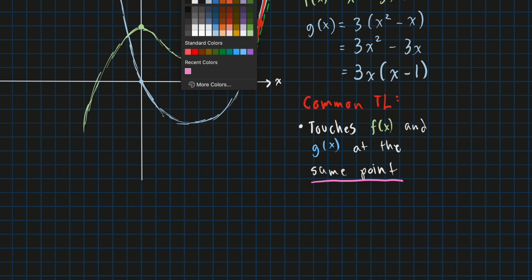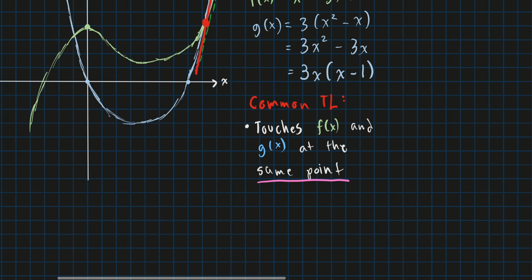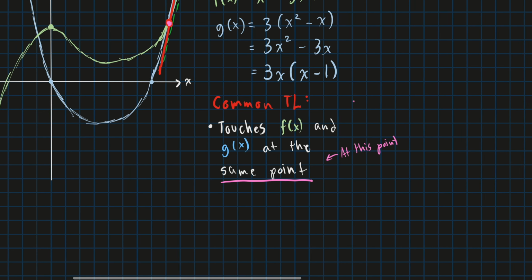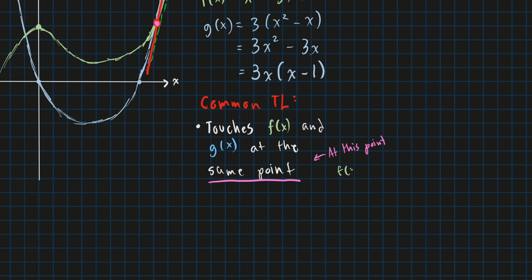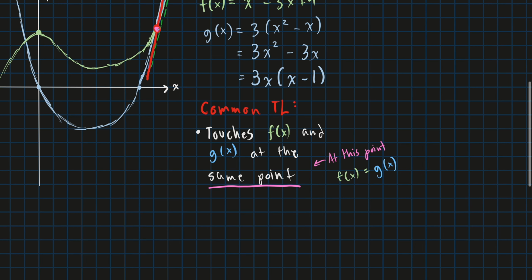So what does that mean here? We know that at this point, let's make this pink. So that means that at this point, f of x is equal to g of x, right? Because this is the same point here.